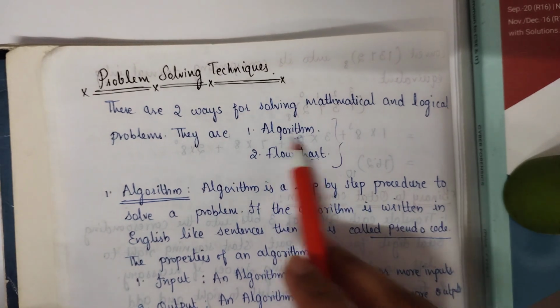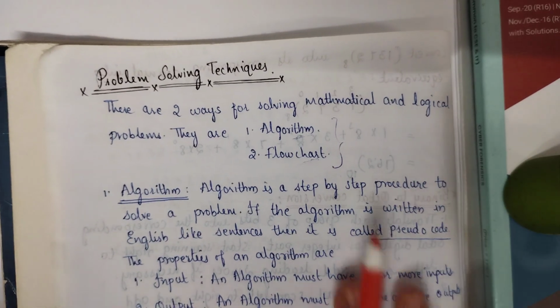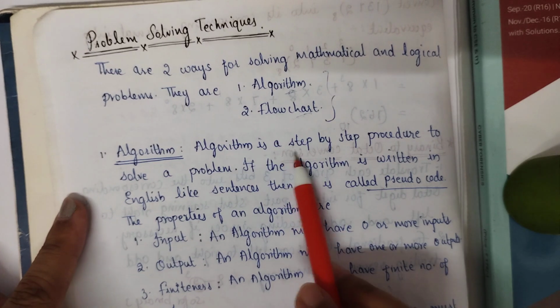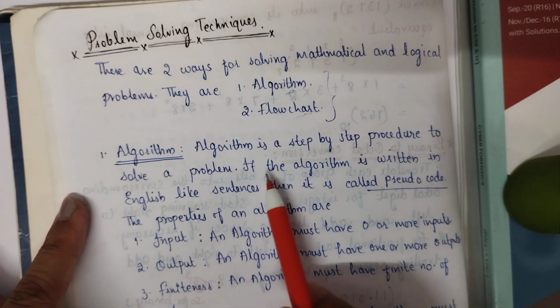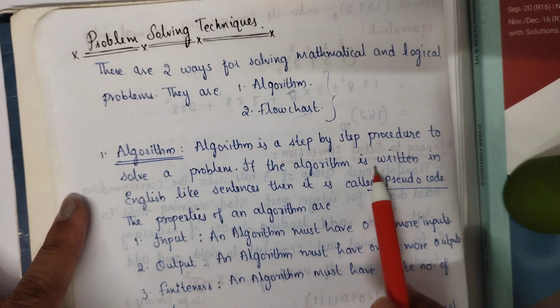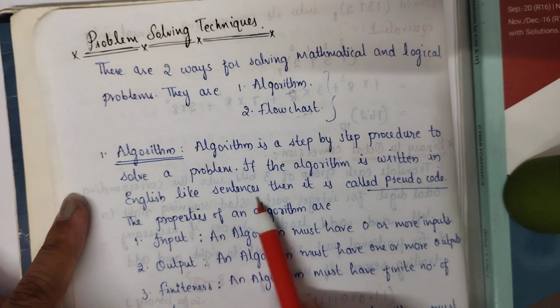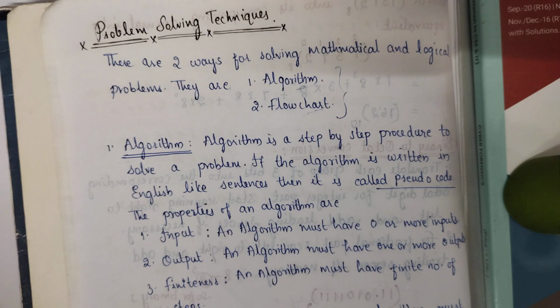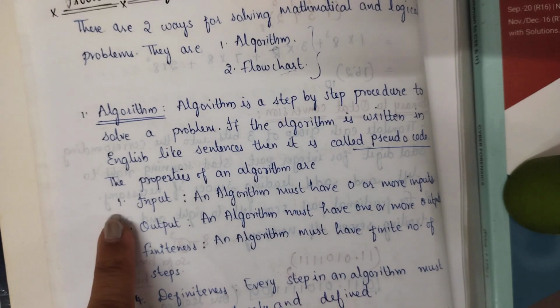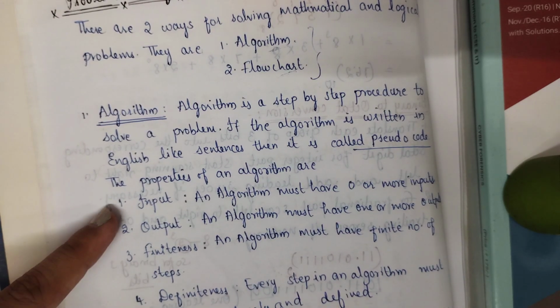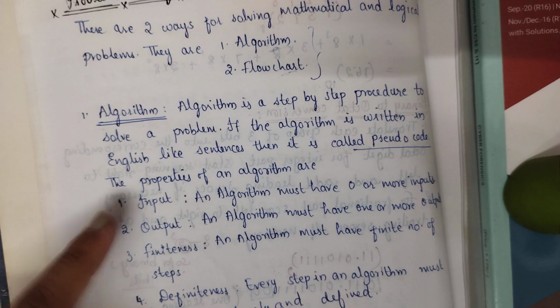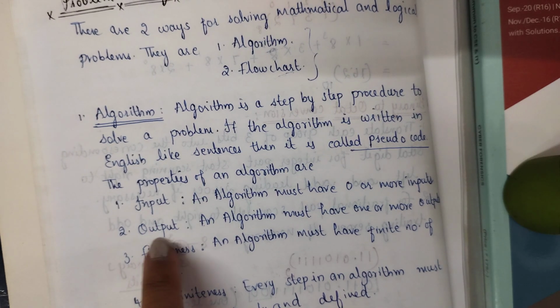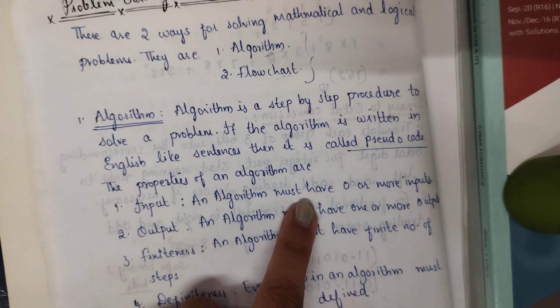So what is an algorithm? First we will be learning that. An algorithm is a step-by-step procedure to solve a problem. If the algorithm is written in English-like sentences, then it is called pseudocode. Whenever you are given a problem statement, the basic step is to write an algorithm. So what are the steps involved in writing an algorithm? First is input. An algorithm must have 0 or more inputs.